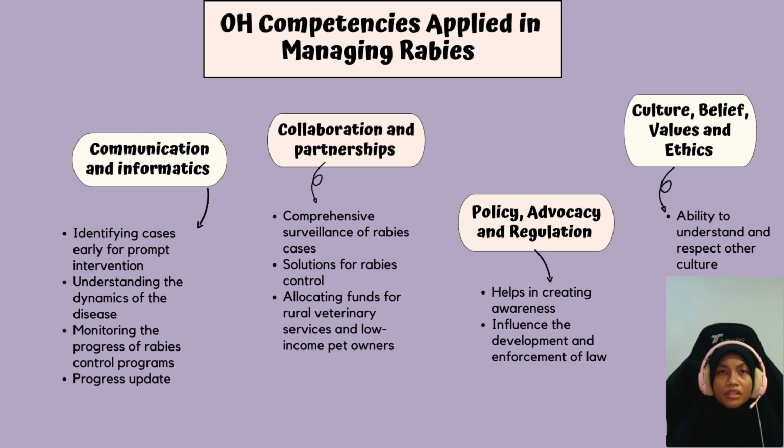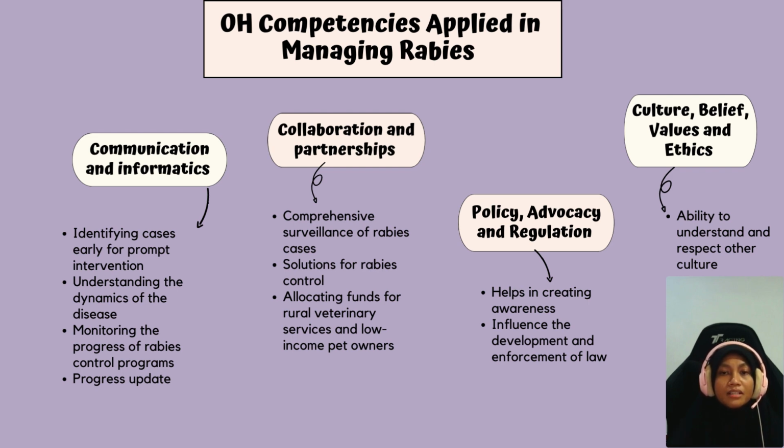In making an effort to combat rabies, it is important for the individuals or groups involved to be competent enough. Among the numerous One Health competencies that exist, these are a few that we have identified to be vital in managing rabies. First is communication and informatics. Communication aids in early identification of rabies cases in humans and animals, as rapid reporting of suspected cases to health authorities and veterinarians is essential for prompt intervention.